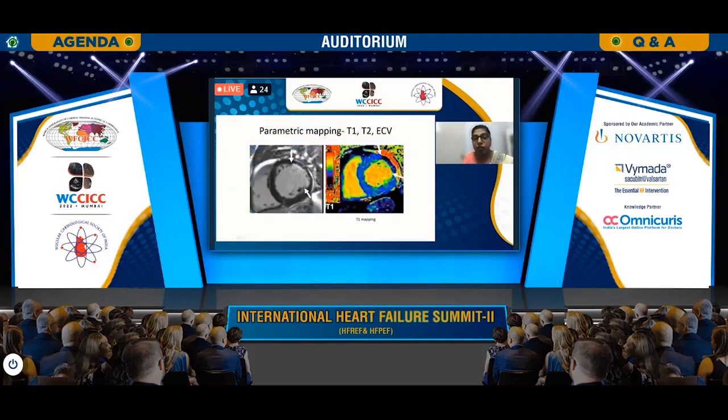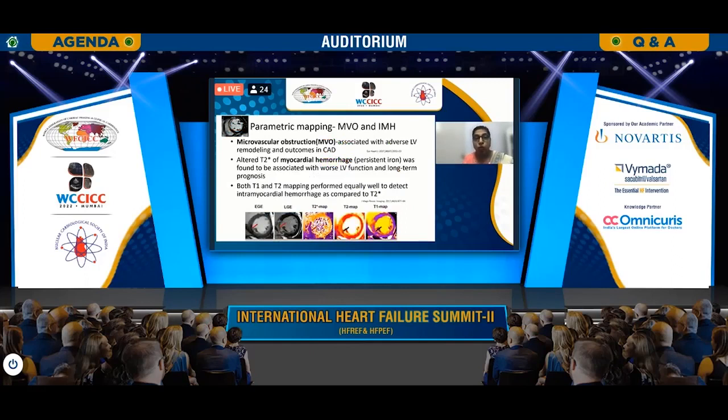So this is how the LGE image is showing infarct, a subendocardial infarct in the circumflex territory, and you can see there is an abnormal T1 map. So what we do is we draw an ROI in these abnormal areas, and we can quantitatively get a number from the T1 map, which can be used to follow up these patients later on also. Besides this, parametric mapping is also helpful in picking up microvascular obstruction and myocardial hemorrhage, both of which are associated with worse prognosis and poor recovery after revascularization.